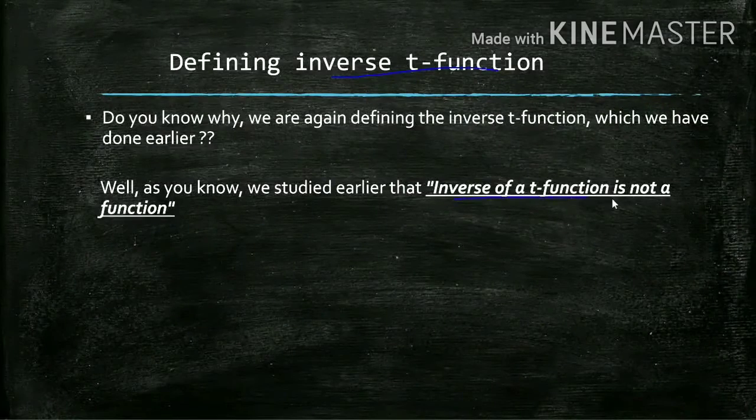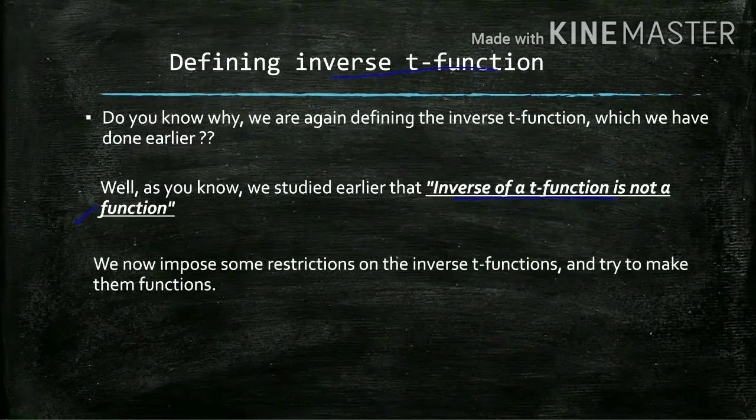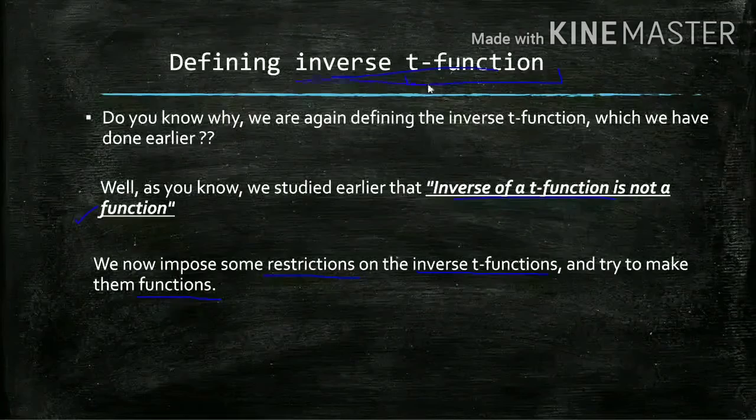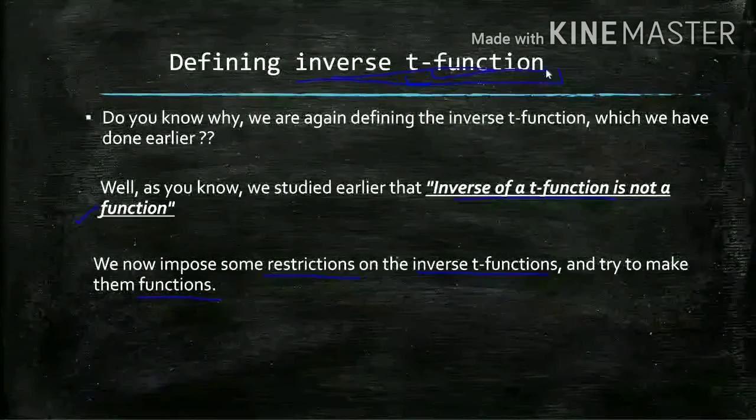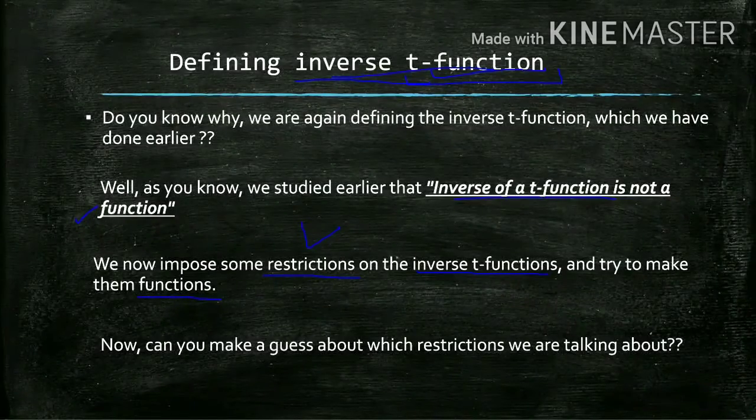Because of this fact that it's not a function, we proved at that time and saw how it's not a function. So we now impose some restrictions on the functions to make them functions, so that we can write the inverse trigonometric function with it. So in order to write this, I'll impose some restrictions in order to make it a function. Now, can you make a guess about which restrictions I'm talking about? That means where I have to put the restrictions to get my desired result to make it a function.